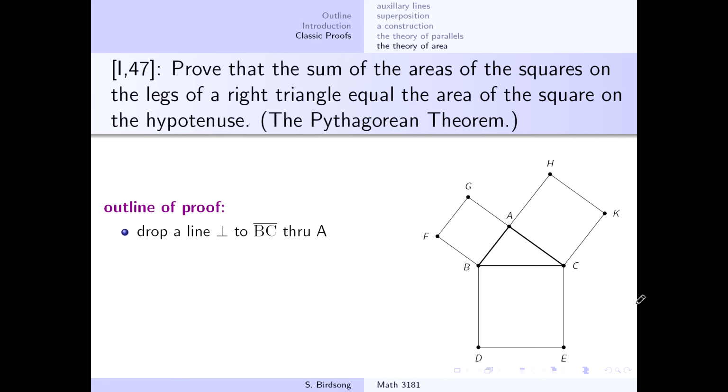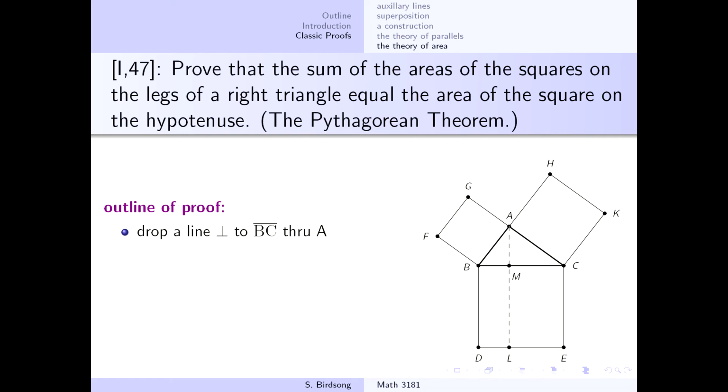Now what we're going to do is figure out where this dividing line is, where all of the area from one square versus all of the area from the other square is going to go. So the key part of this whole proof is finding this dividing line right here. We're going to drop a line that is perpendicular to BC, perpendicular to your hypotenuse. Notice there's your dividing line, and it has to pass through your point A. That's the trick of this whole proof.